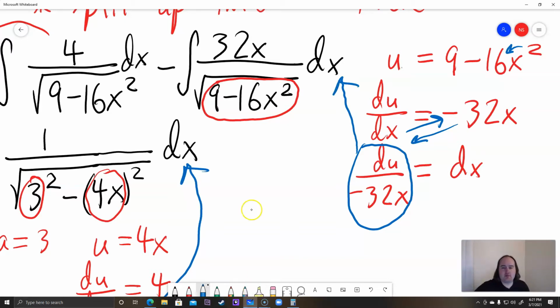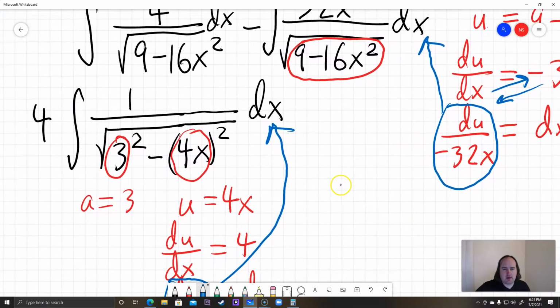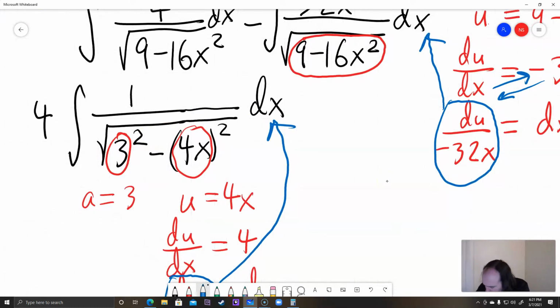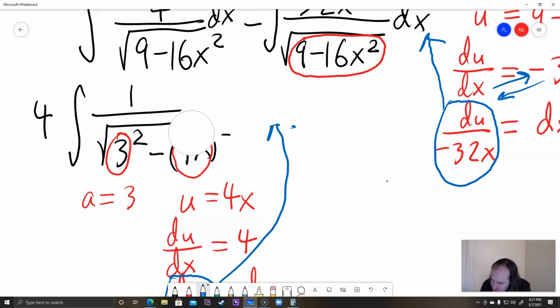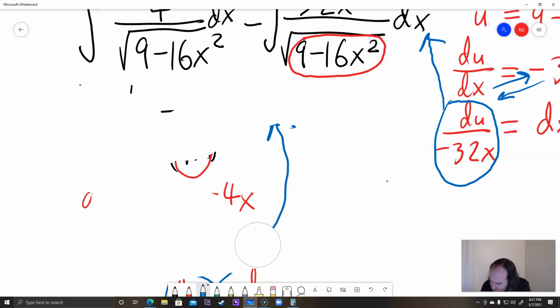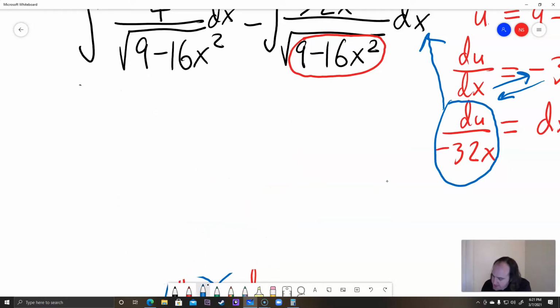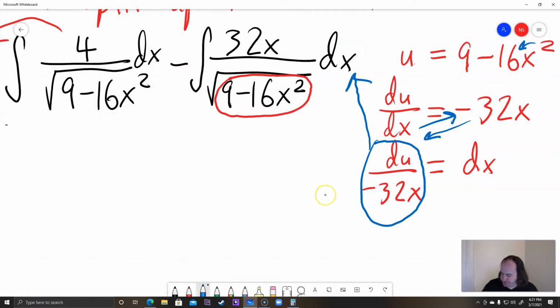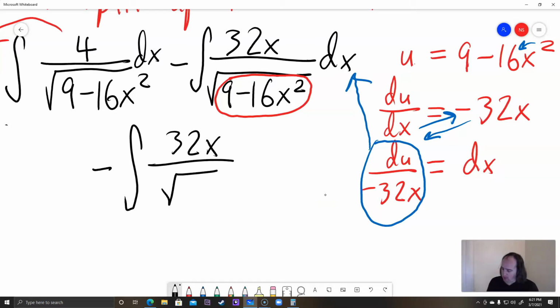And I probably should have left myself more room to do this. So I'm probably going to have to erase some of this stuff. But that's okay. Okay, so we're working on the second integral here. We already figured out the first one, so we're good there. So looking at this second integral, we have a minus out front. So we have a minus integral of 32x over the square root. Well, this 9 minus 16x squared, we just said that we're going to let that be u. Okay, and then dx is going to be du over negative 32x.